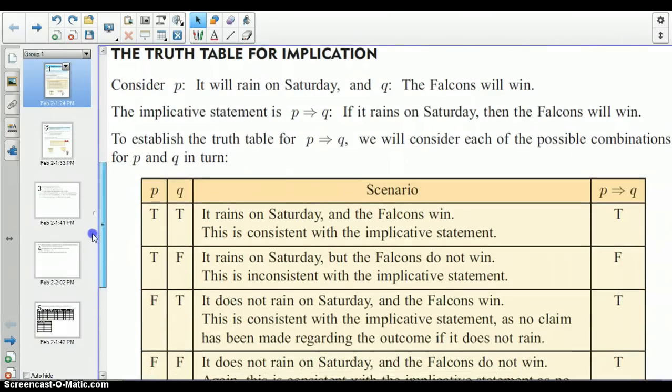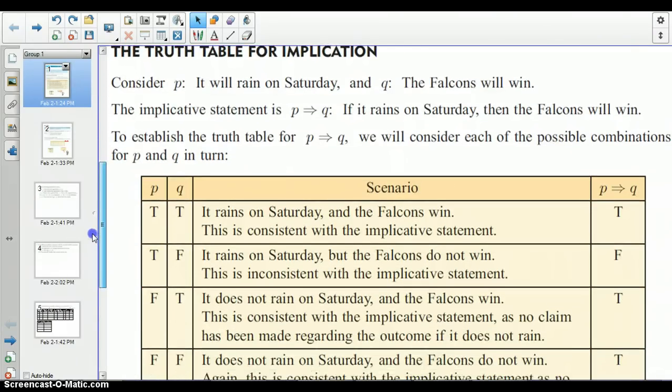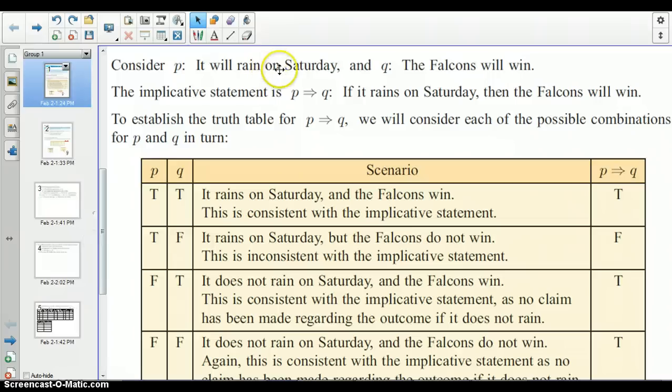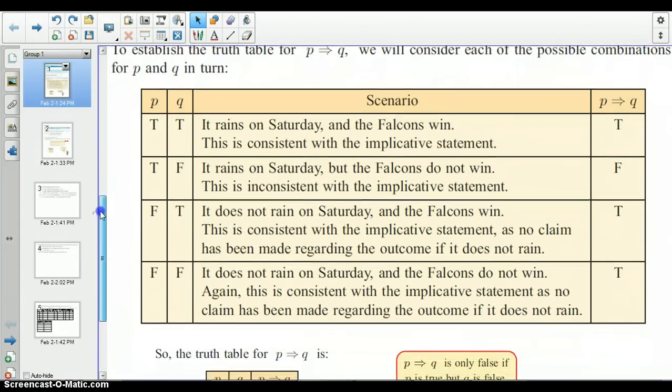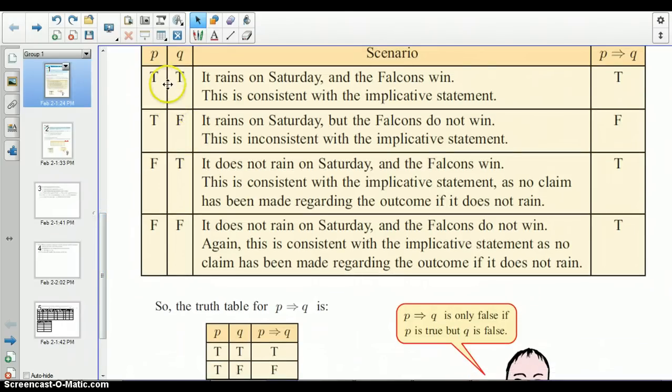So let's look at a truth table for what these implications actually look like. We're going to have the antecedent, it will rain on Saturday, and the consequent, the Falcons will win. So our implication, P implies Q, is if it rains on Saturday, then the Falcons will win. Let's look at the scenarios. It does rain on Saturday, that's our antecedent, and the Falcons do win, that is our consequent. That is exactly what we predicted would happen. So our implication is true.